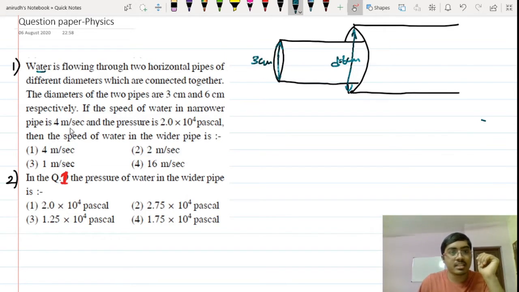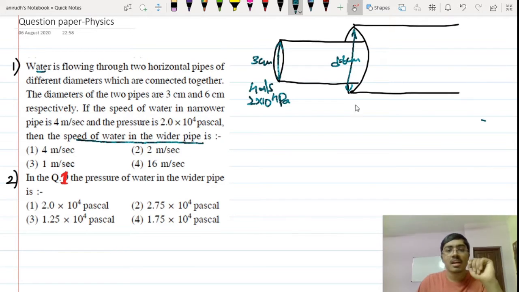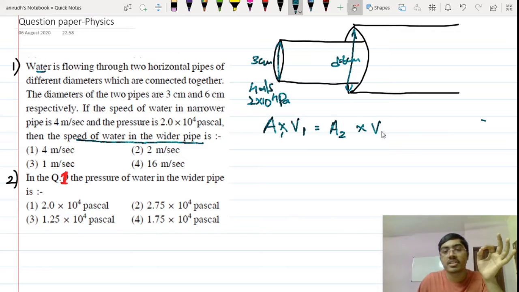Speed of water in the first one is actually 4 meter per second, and the pressure is 2 into 10 raised to the power 4 Pascal here, and we are supposed to find out the first question, speed of water in the wider pipe. Here what is the speed? I will be simply using the equation area multiplied by velocity 1 is equal to area multiplied by velocity 2. So this is the equation of continuity. It is a direct equation now.